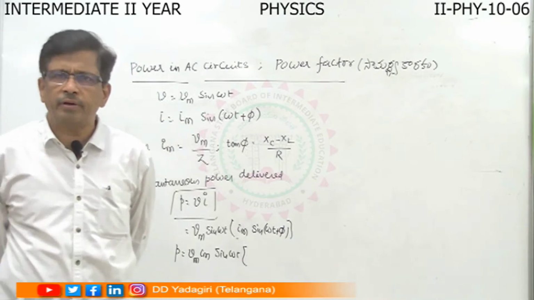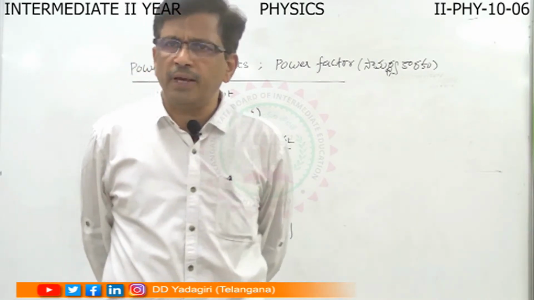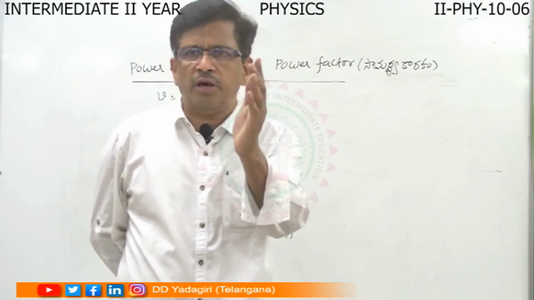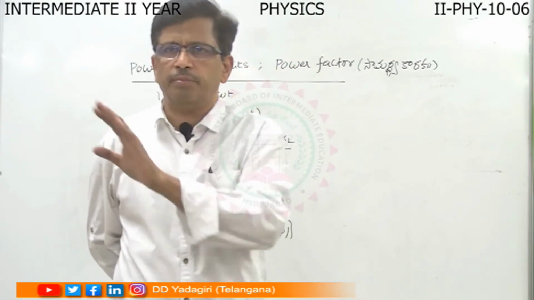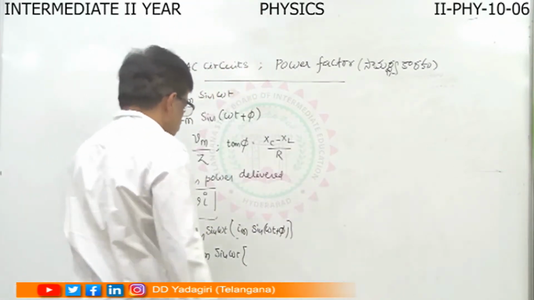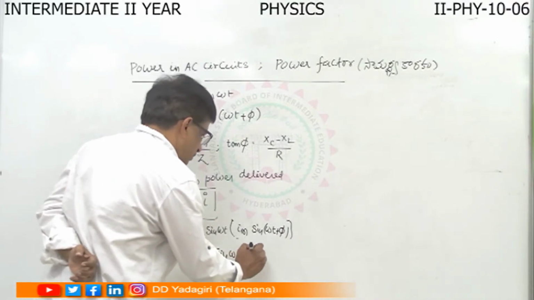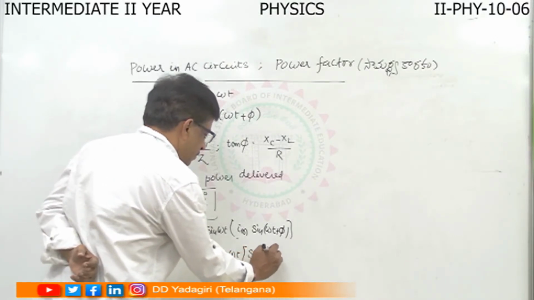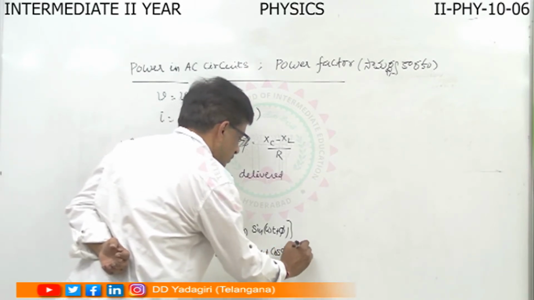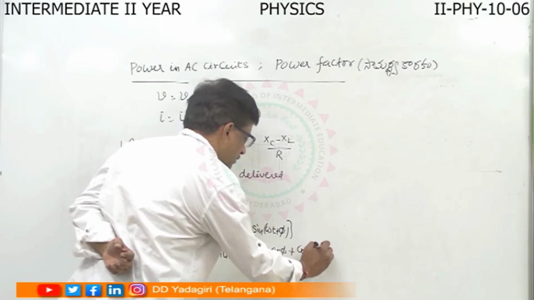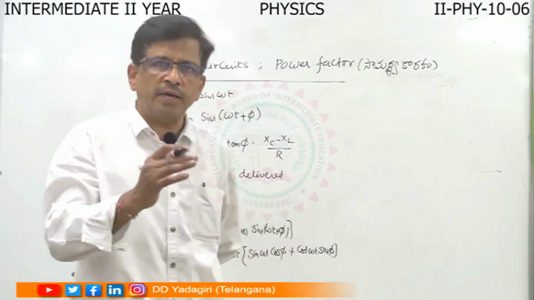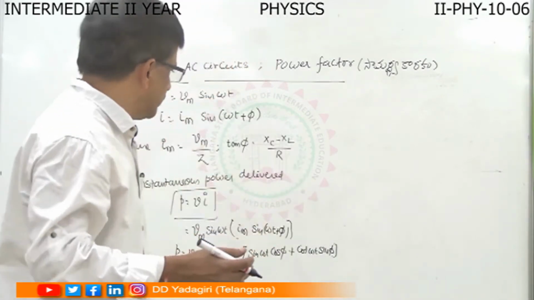This is a trigonometric relation. Sin (omega t plus phi) is like sin (a plus b). Sin a cos b plus cos a sin b. Sin a cos b plus cos a sin b. So apply the relation. What do you get? Sin omega t cos phi plus cos omega t sin phi. If you apply the relation sin a cos b plus cos a sin b, you get this.